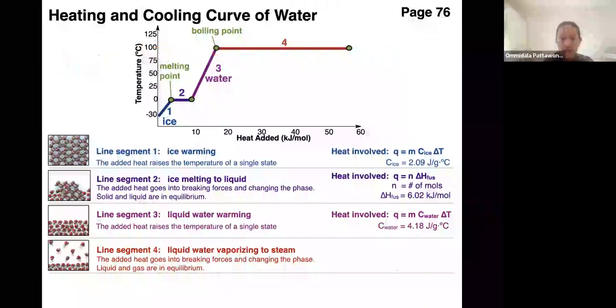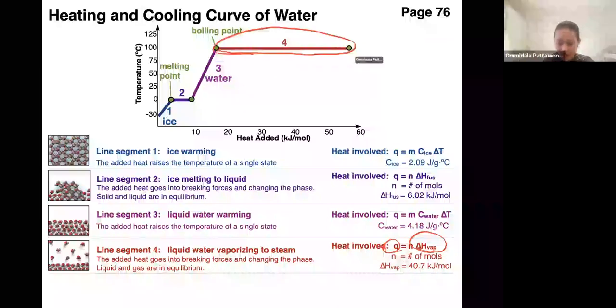Again, because this process, like the melting, doesn't involve a temperature change, we are not going to be able to use mcΔT. What we can use is the heat of vaporization, because vaporization is changing from liquid to gas. Again, it depends on the amount as well. So you need to multiply the number of moles of the substance by the heat of vaporization.